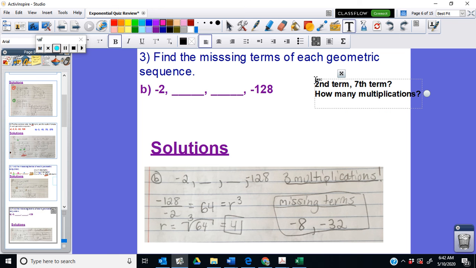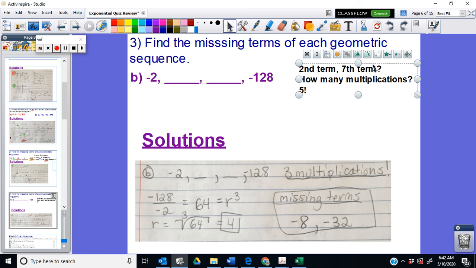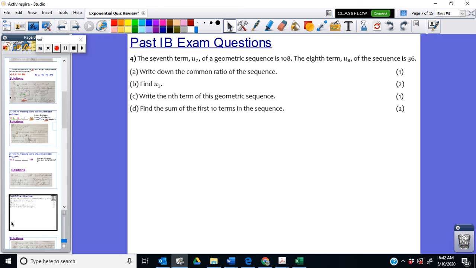And if you said 5, you are correct. So always keep in mind how many multiplications you have between the terms you are given. Okay, let's look at some IB questions.